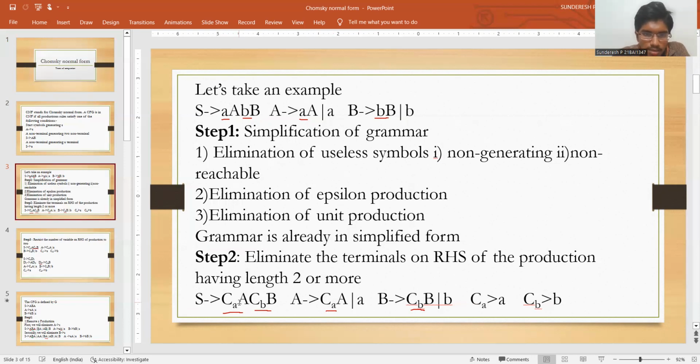Firstly, since the production is of length 4, we'll replace the terminal symbol A by the non-terminal symbol CA, and finally we define the newly introduced variable CA here, and we replace the terminal symbol B by the non-terminal symbol CB, which is the newly introduced variable, and we define the CB here. Similarly we'll do it here because the length of the production is 2 and the length of the production is 4, and we don't do it here because the length of the production is 1.